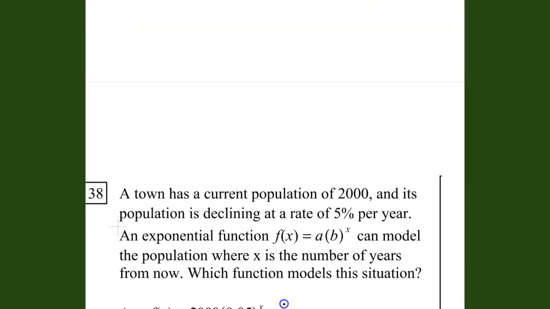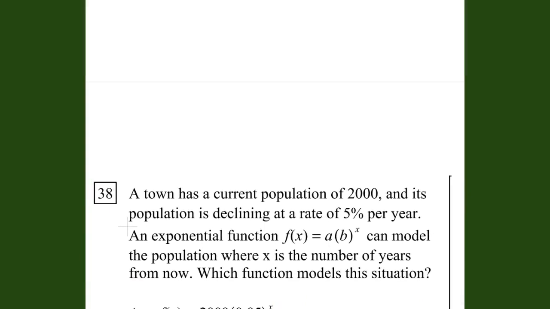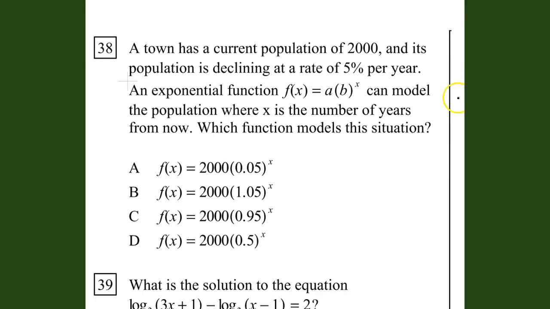Almost done with the exponentials. So very similar to a previous problem, we're looking at a population of 2,000. So that's the principal. You can see how these are all 2,000, but we have various different amounts here. So the key is, how do you show a declining rate of 5% a year? So same idea.